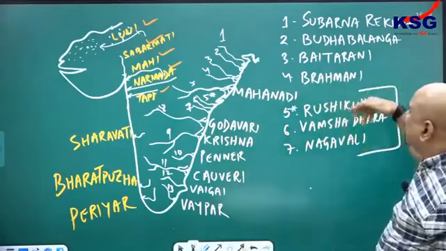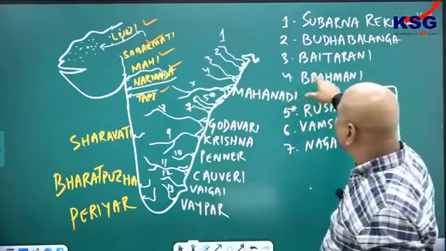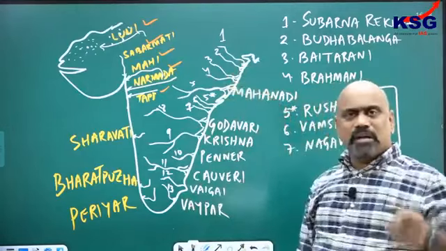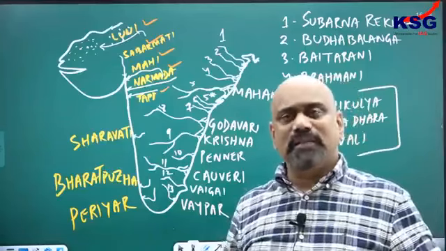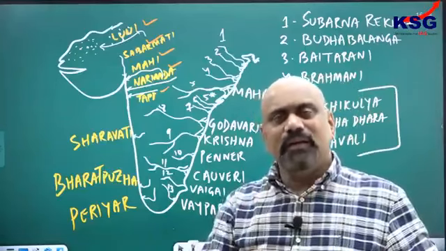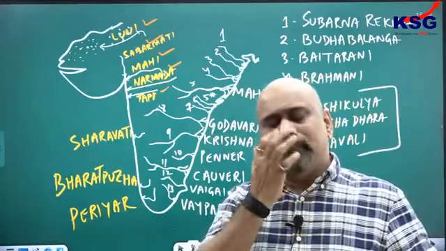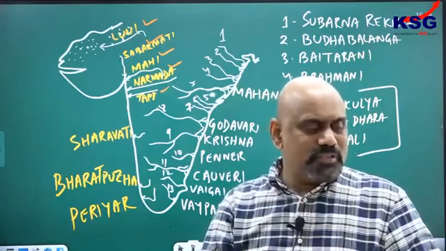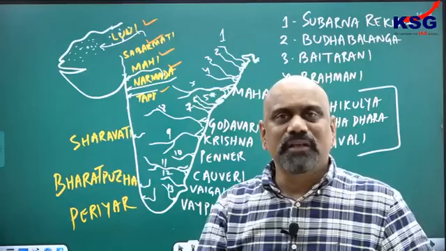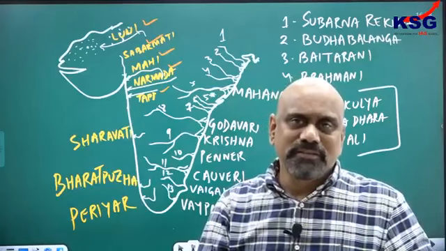Rushikulya, Vamsadhara, Nagavali. They have asked on this one, but Brahmani, Baitarani mouth, that in the last class we have shown you, Bhitarkanika and this national park region. They have asked at the mouth of 3 rivers there is a conservation or ecologically sensitive region. So this type of questions you need to address, and for which we need these.